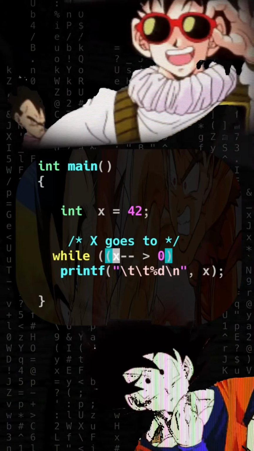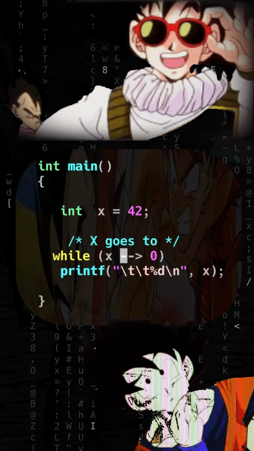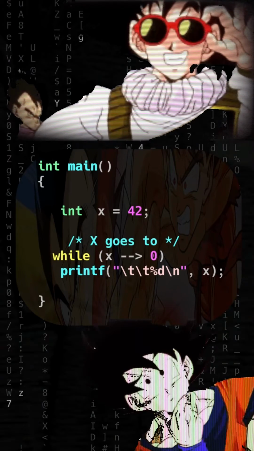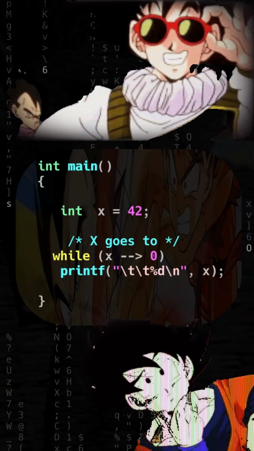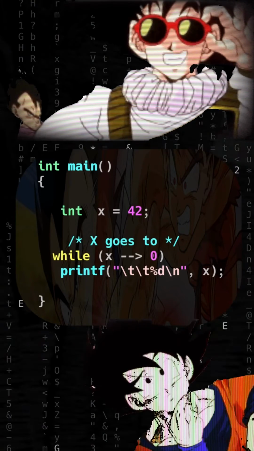Nonetheless, it's kinda cool, right? If we just visually understand x goes to 0, this quote-unquote fake operator makes the code arguably more readable.